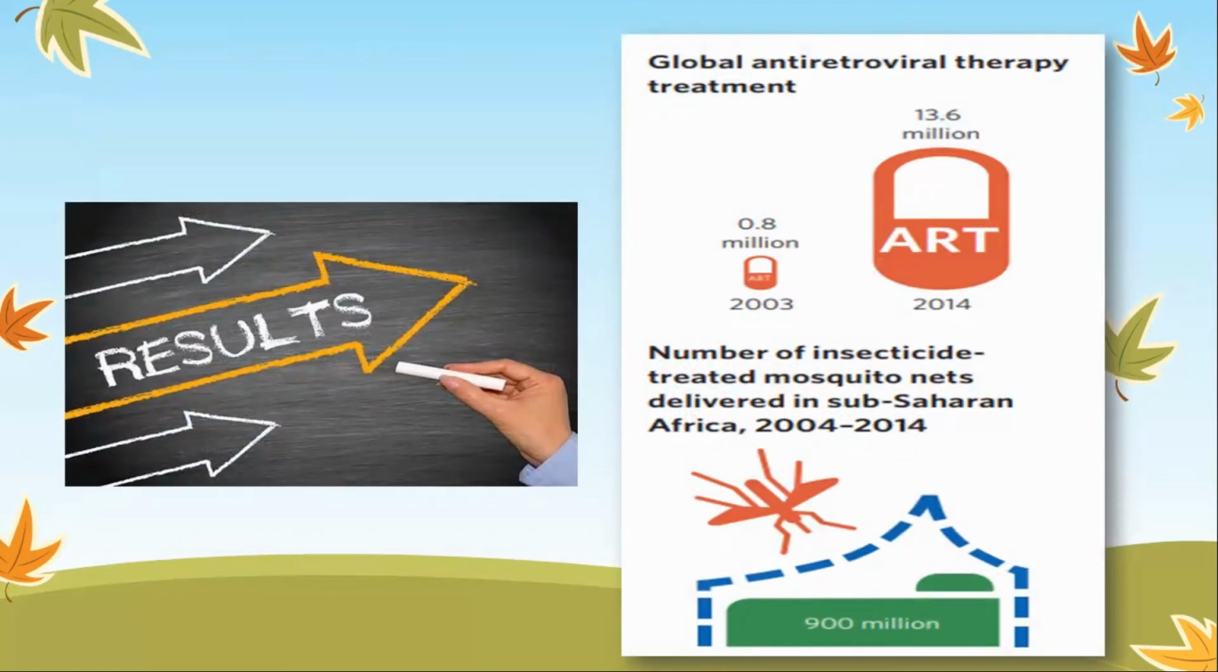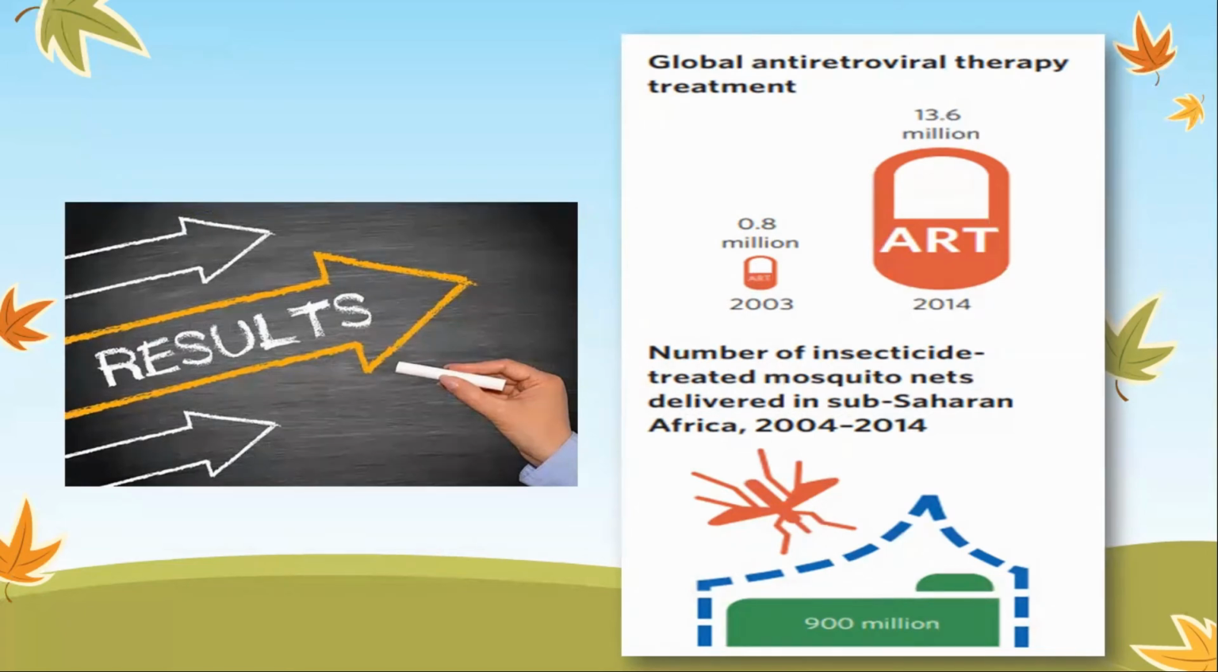So, the results. New HIV infections fell by approximately 40% between the year 2000 and the year 2013, from an estimated 3.5 million cases to 2.1 million. Over 6.2 million malaria deaths have been averted between 2000 and 2015, primarily of children under 5 years of age in sub-Saharan Africa. The global malaria incidence rate has fallen by an estimated 37% and the mortality rate by 58%.